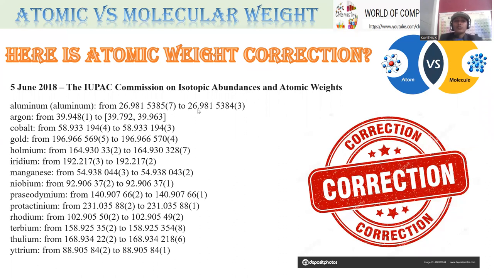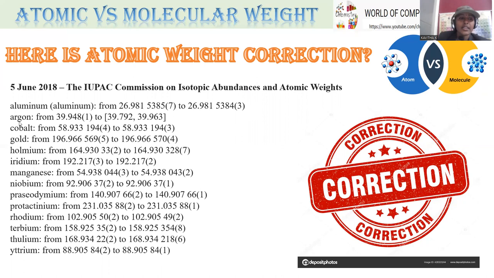So now it turned into 26.981 5384. These many digits will be there. This is accuracy. So what is accuracy? 26.981 5381 is the existing. What happened? It is turned into 26.981 5384. There is a slight deviation. This is proven. This is calculated based on the isotopic abundance, because as we are moving in history, accuracy rises, so that slight modifications are required for already existing facts. That's the reason why this kind of correction was made.